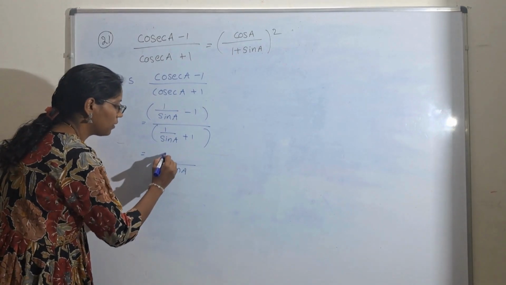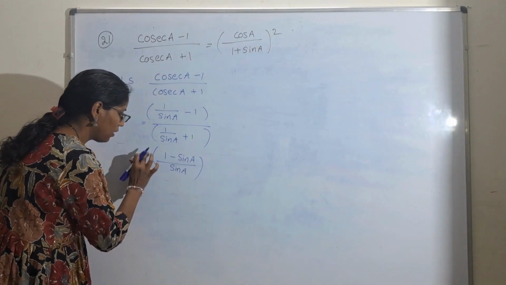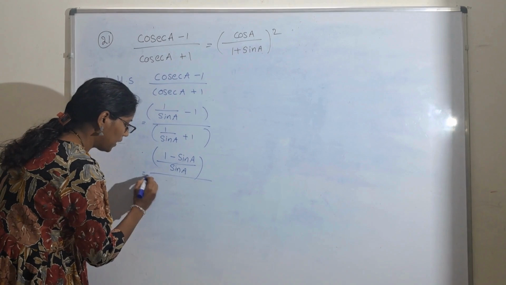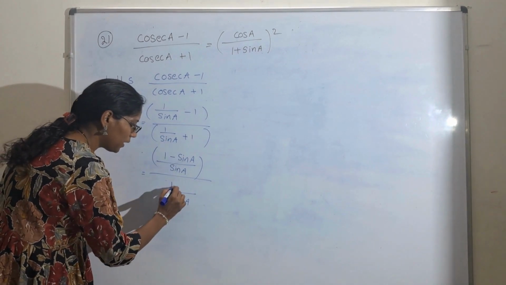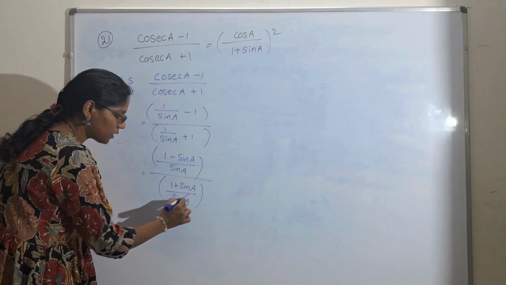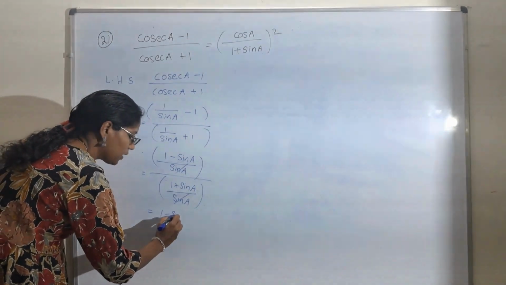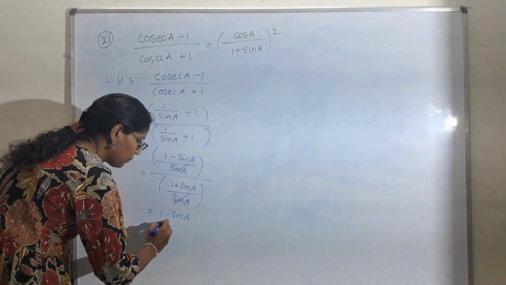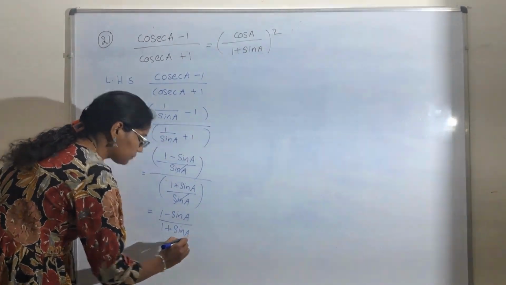Sin A, 1 minus sin A by denominator also as it is LCM. Here 1 plus sin A. Here sin A cancel, it will go. Remaining 1 minus sin A by 1 plus sin A.